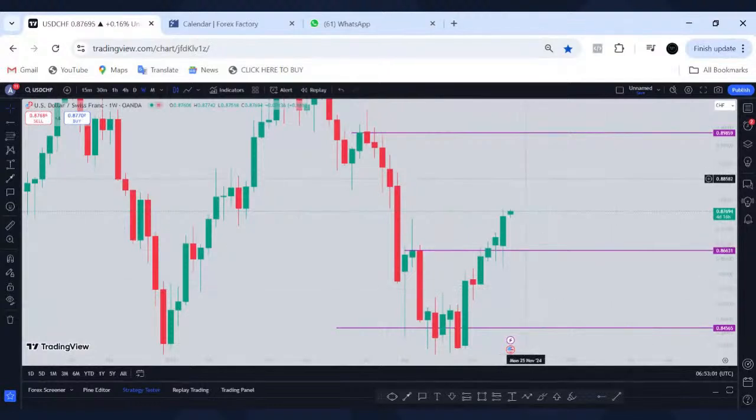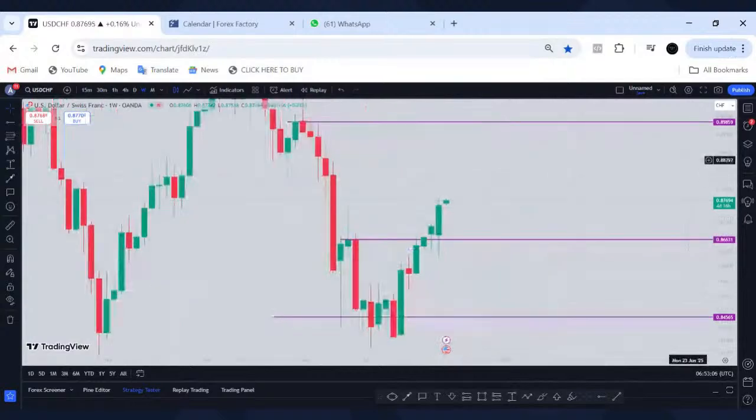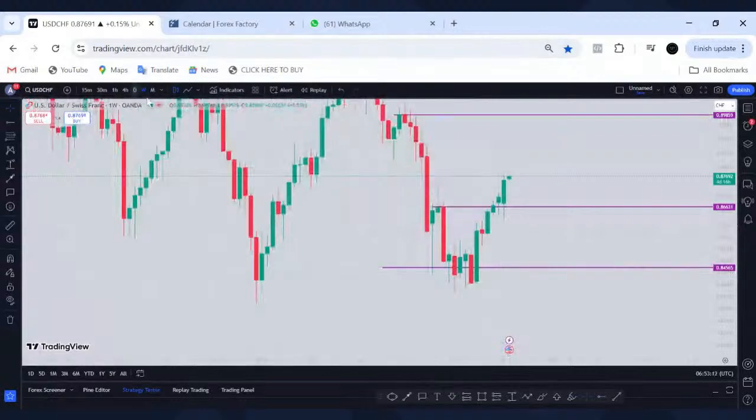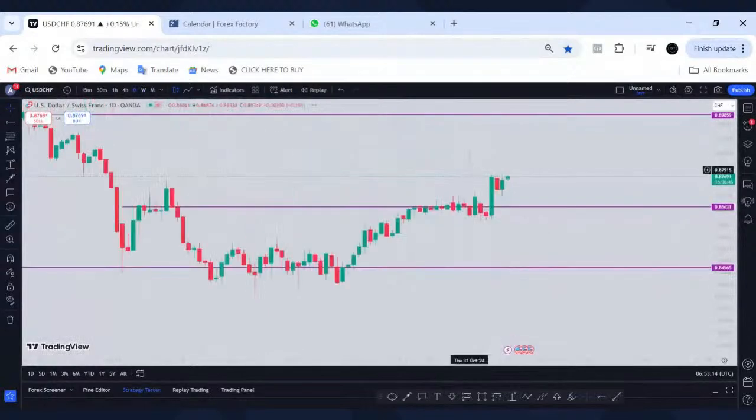The chances that the next candle is going to continue the bullish trend are very, very high. So as I explained, currently the trend is an uptrend. So let's move to the daily time frame and see.